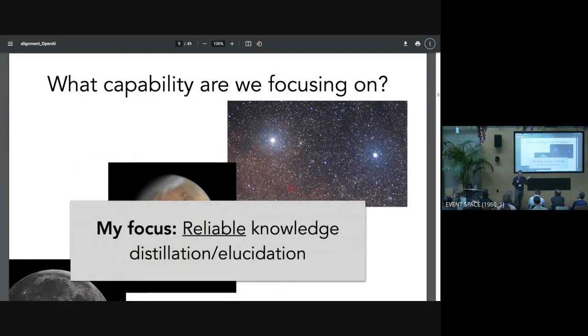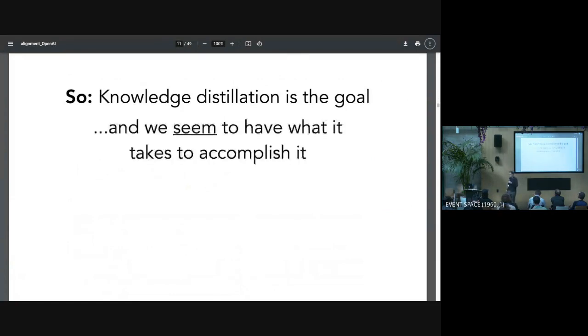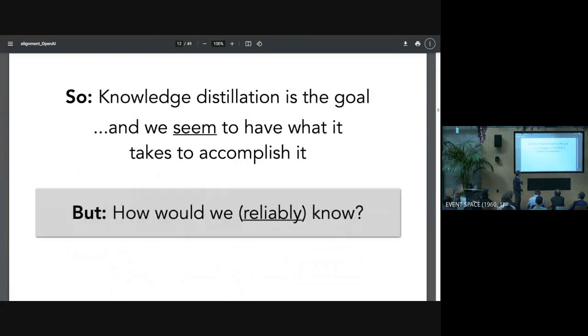And by the way, if you think about what these current large language models do, they largely provide this function, except the reliable part might not be exactly reliable. So clearly, if knowledge distillation is the goal, not AGI yet, I would think that we seem to have what it takes to accomplish it. I think we can get there relatively soon. So that's the analogy to Mars. We kind of know how to get to Mars. It's a lot of engineering and thinking to get things more efficient, but we can get there.